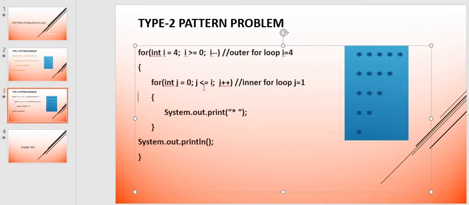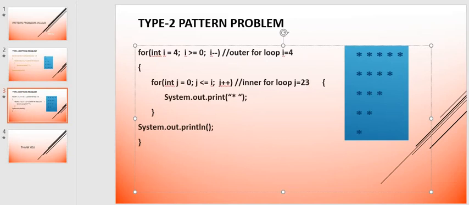Then j equal to 1, 1 less than or equal to 4. i value is 4. Condition is true. It will come again here. It will print the second star. Then the j value will get incremented again. j value will become 2. Now j equal to 2, 2 less than or equal to 4. Condition is true. It will again come here. It will print our third star. Similarly, j value will become 3 after incrementing. Now j equal to 3, 3 less than or equal to 4, condition true. It will come here. It will print another star.